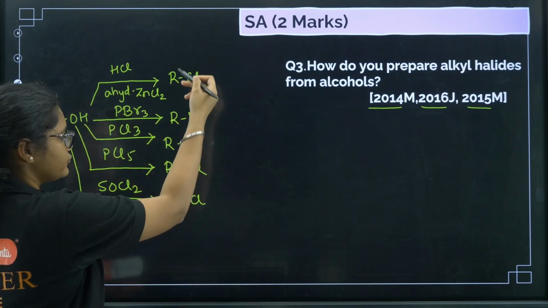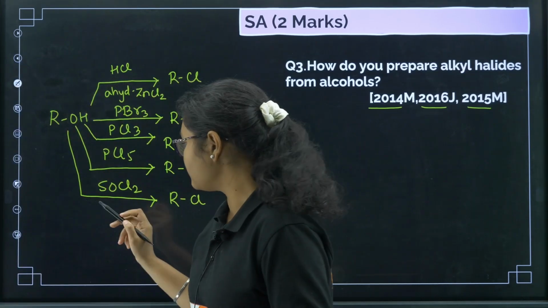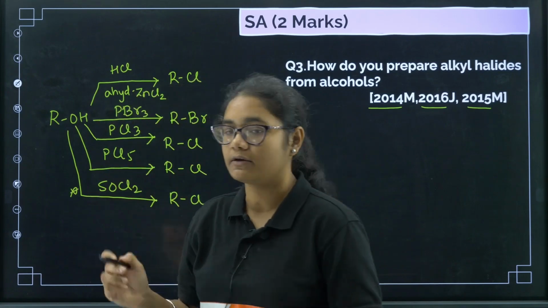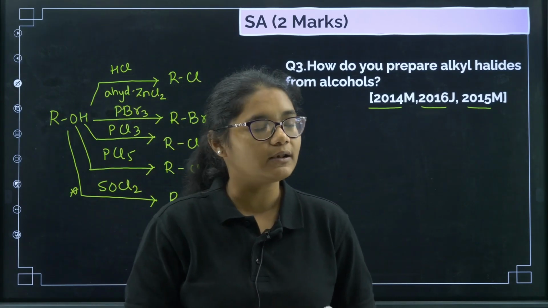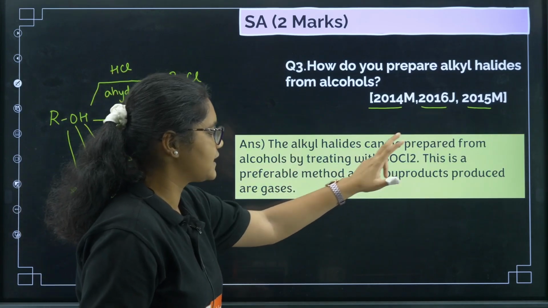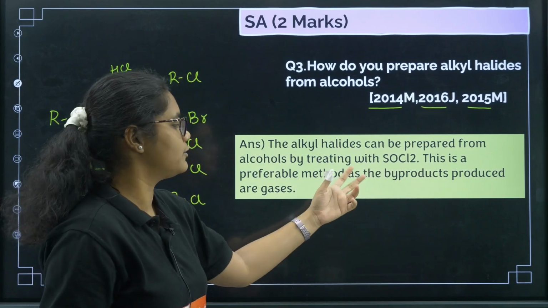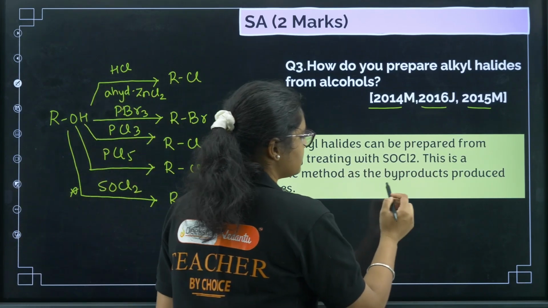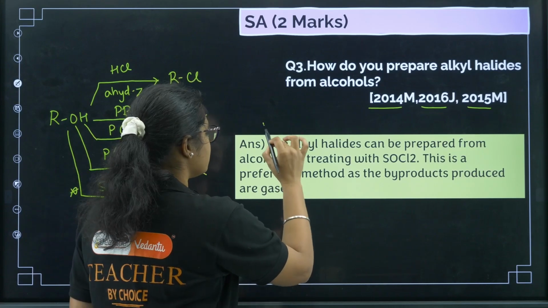Right? So we have so many methods, you can take any one of them, but as we know, the most preferred method is this one, right? Why? Because gaseous byproducts are produced, right? So you can better write the last reaction. Okay, so you can see here alkyl halides can be prepared from alcohols by treating with SOCl2, that is thionyl chloride. This is a preferable method as the byproducts produced are gases. Okay, so this one will give you 1 mark.